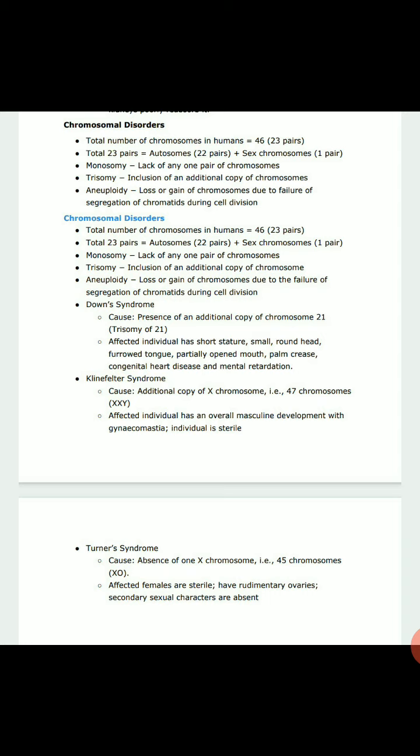Certain conditions can arise in chromosomal abnormalities, that is monosomy, lack of one chromosome, like Turner syndrome, which we will discuss. Trisomy condition means addition of an additional copy of a chromosome. Aneuploidy is either loss or gain of chromosomes due to failure of separation during cell division. We have to study three: Down syndrome, Klinefelter syndrome, and Turner syndrome. By karyotyping, children, we can easily find that a particular person has this type of chromosomal disorder. So that we will see.